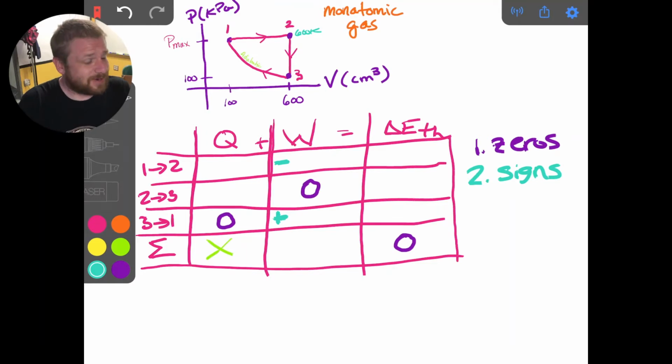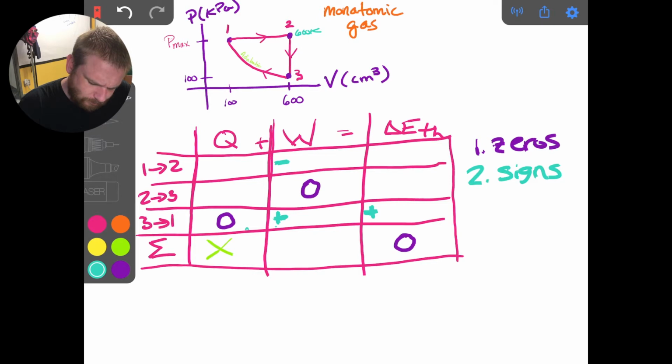We're smashing the gas, we're adding energy to that gas, so that is a positive work. All right, well, since we know we have positive work from 3 to 1 and we have 0 heat along that same process, we have a 0 and we have a plus. That means that the change in the thermal energy must also be positive, because 0 plus a positive number has to equal another positive number.